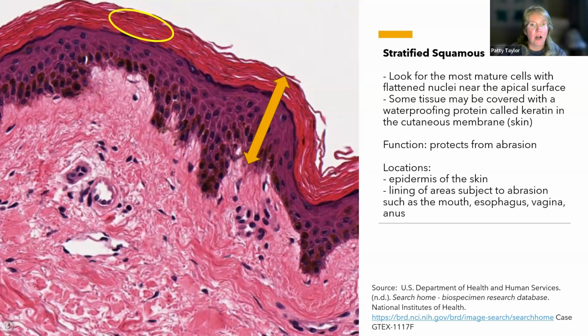So here we have that upper apical surface. Notice those flattened cells compared to the deeper cells in the basement membrane region. Yeah, really look toward that apical surface for your truest cell shape.